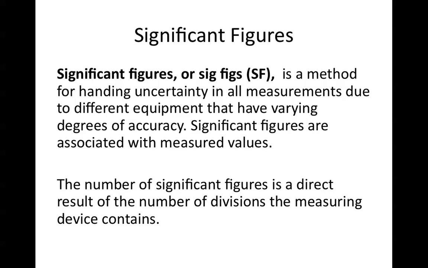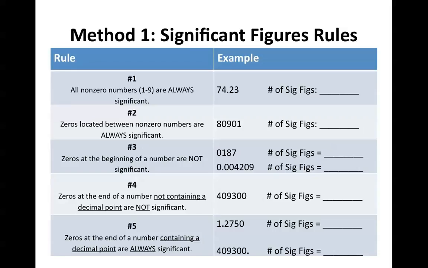In Concept D, we're going to be discussing how to determine the number of significant figures in various measurements. A sig fig is a method for handling uncertainty in all of our measurements, due to the fact that different equipment have varying degrees of accuracy. So the number of significant figures is a direct result of the number of divisions the measuring device contains. This goes back to Concept C, when we talked about how to properly take measurements.